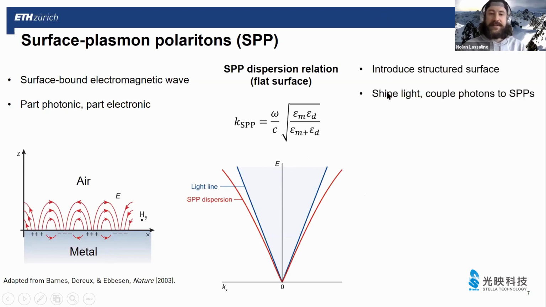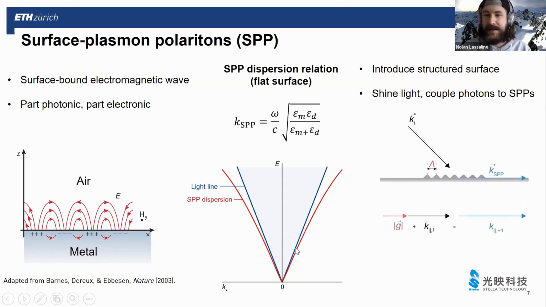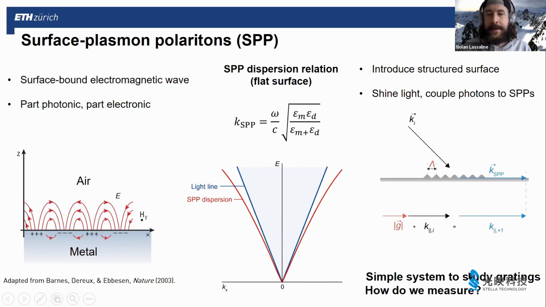Then what we're going to do with these surface plasmons is introduce a structured surface, our optical Fourier surfaces, and shine light on them such that these photons couple to these SPPs, and this is what we're basically going to measure, as I showed in the previous slide. This gives us a really simple and clean system with which we can study these gratings, as you'll see when the data comes, and then we can learn a lot about what these surfaces are doing.